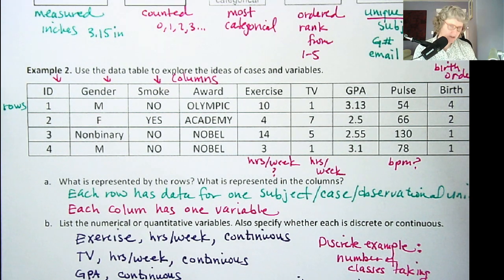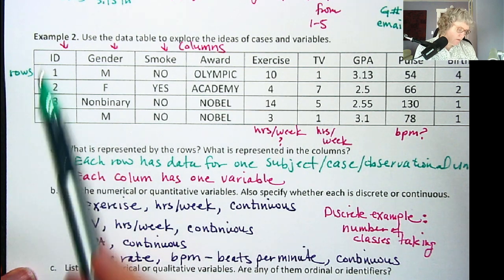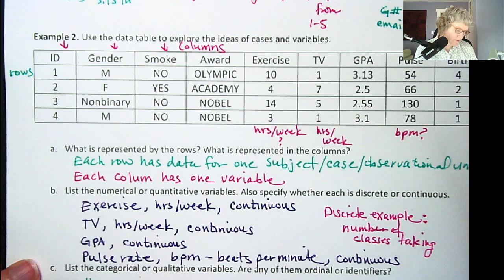So that would be an example of a discrete variable. Okay, then one more on this page in this video. List the categorical or qualitative variables, and if they're regular, we don't have to add anything, but if they are ordinal or identifier, we will also list that. Okay, so let's see. First we have our ID number.